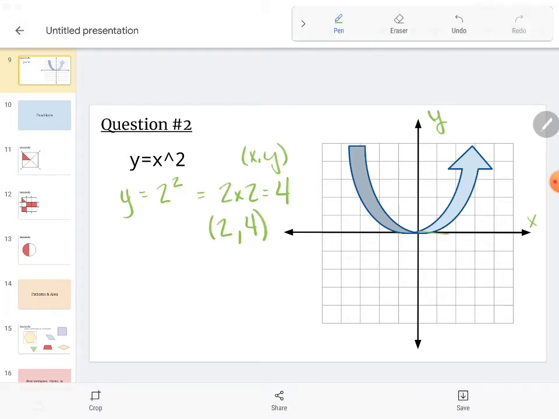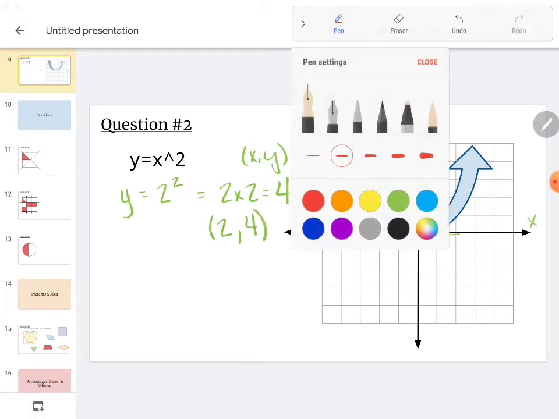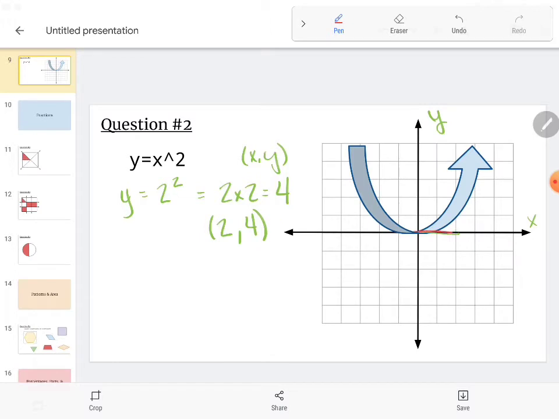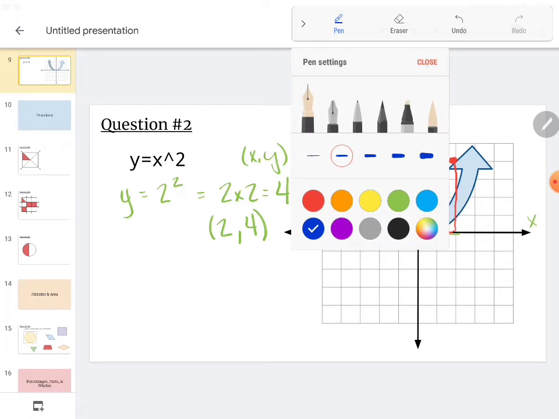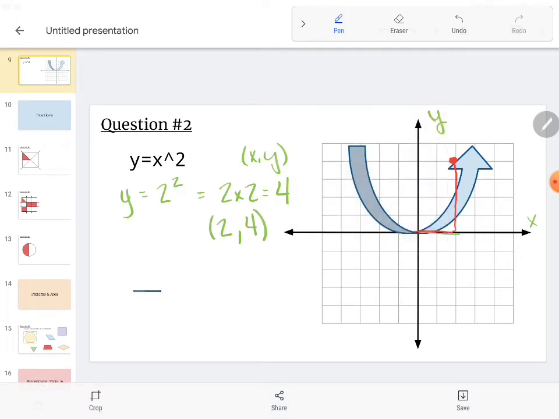Now we're going to go over 2. Let me use my red. Over 2, up 4, and that will be our spot. That will be our point on our graph. Again, let's say I wanted to do -2 instead. And this is where things get interesting, because any negative number squared is going to be a negative times a negative. And when you multiply a negative by itself, it cancels out the negative and becomes a positive. And you'll see what I mean.